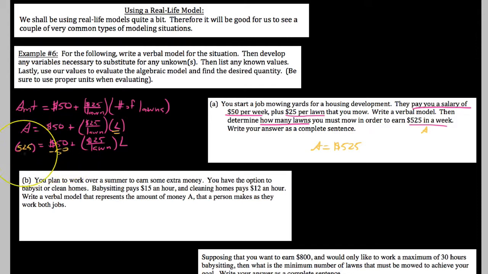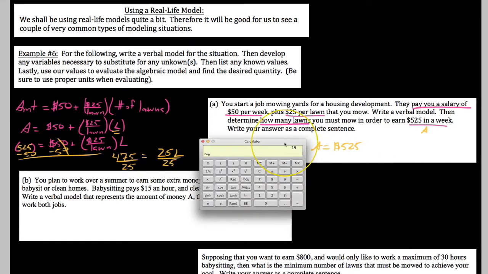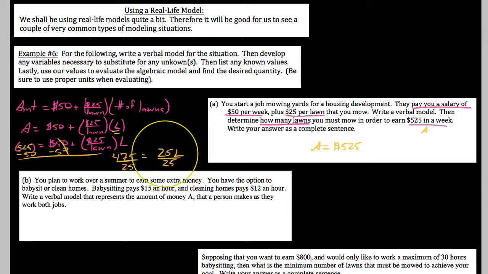We could subtract 50 from both sides. And we say, well, what this is going to do is it's going to leave us with this. 525 minus 50 is going to be 475. On the right side, we'd have $25 per lawn times number of lawns. And if now we were to divide by 25, say, well, each $25 represents a lawn. We say, well, really, how many times does 25 go into 475? So 475 divided by 25. We get 19 here. So we'd say, well, what we just found out was this.